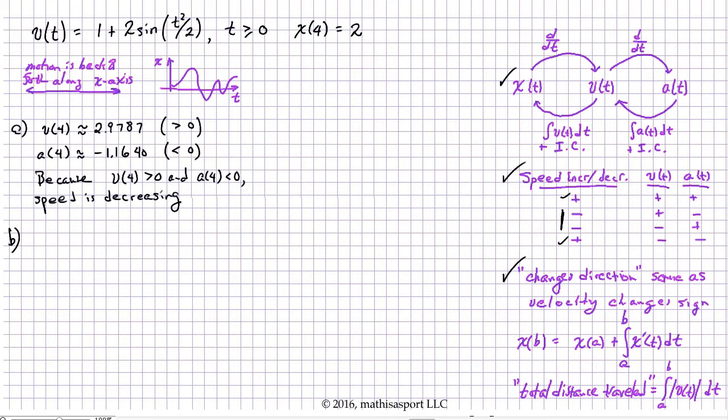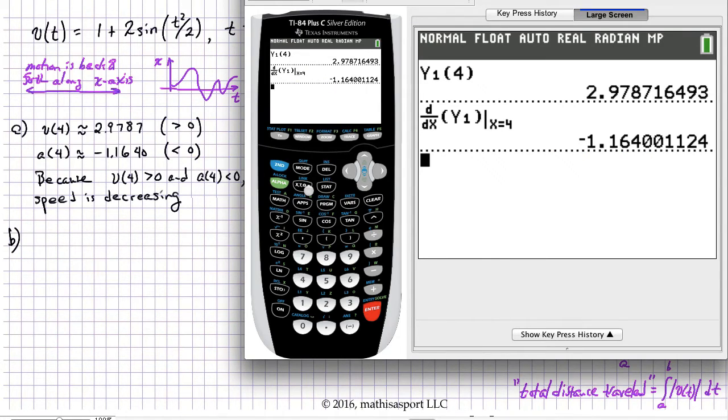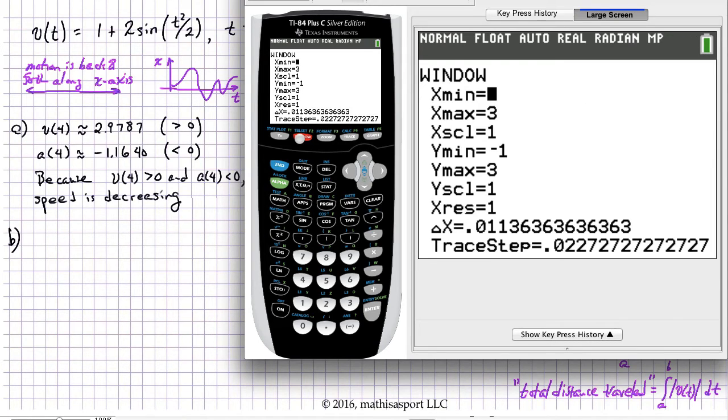What do I need to do for that? Well, what should I make my window? Well, I'm going from t equals 0 to t equals 3. Again, I know this is sometimes confusing, but x is simply the horizontal axis, in our case the t-axis. And I can also read enough from this equation, 1 plus 2 sine. Since sine goes from negative 1 to 1, I know that the range of the height, basically the x variable, is going to go from negative 1 to 3. So let's just go ahead and graph that.